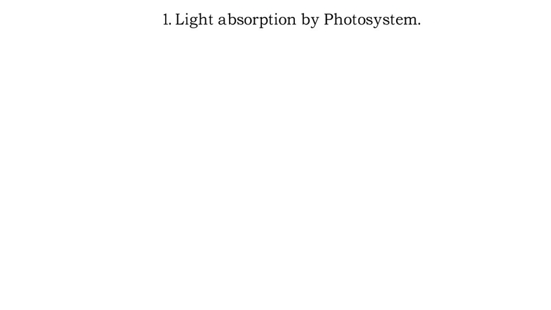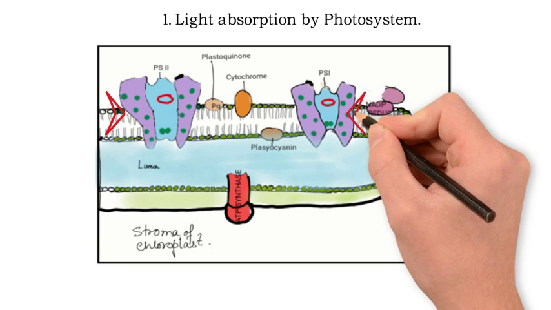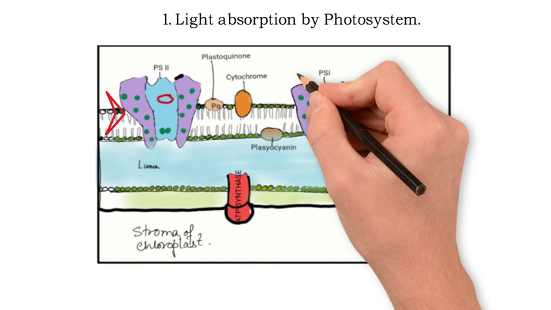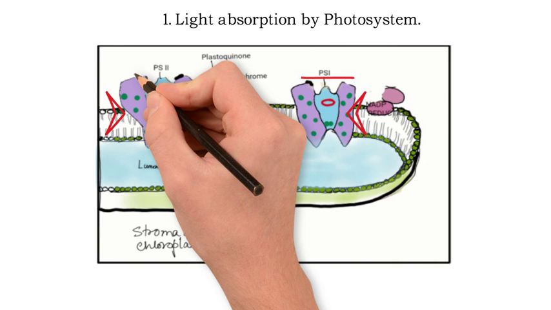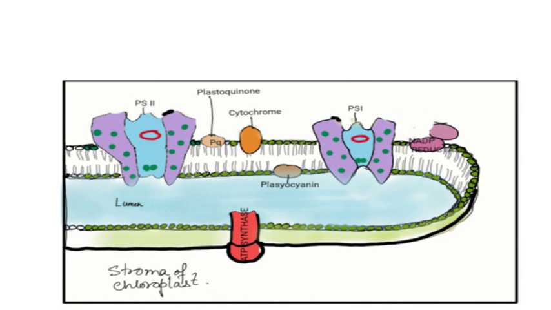The first step of this entire critical but interesting process is light absorption. This process starts with the photosystems present in the thylakoid membrane. Each photosystem contains 300 to 400 chlorophyll molecules, proteins and other pigments. And there are two types of photosystem, PS1 and PS2. PS2 comes first in the electron path, but it is named PS2 because it was discovered later.